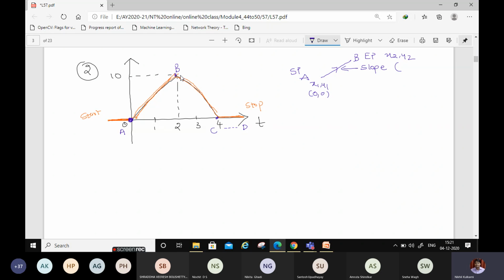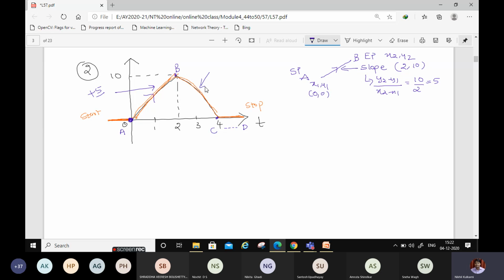What is the B point? You have to travel 2 units along the x direction, so it is 2 comma 10. So the slope will be how much now? y2 minus y1 divided by x2 minus x1. That will give you the value 5. So this line's slope you can write as plus 5.